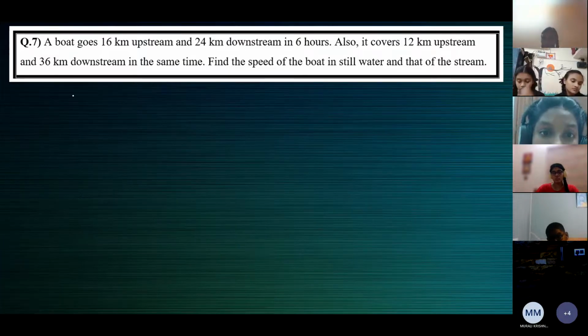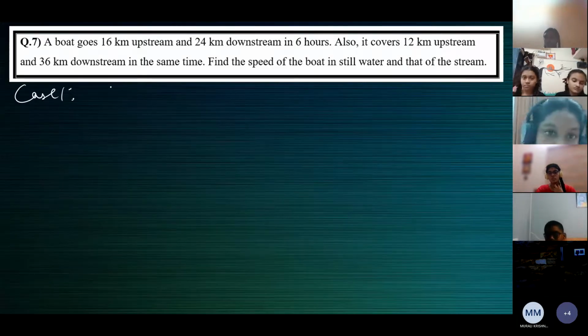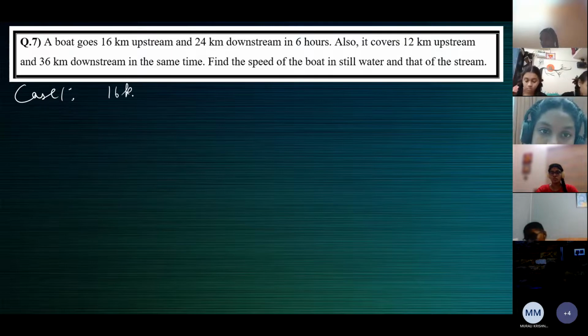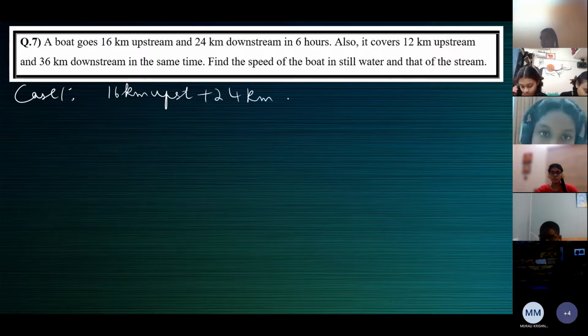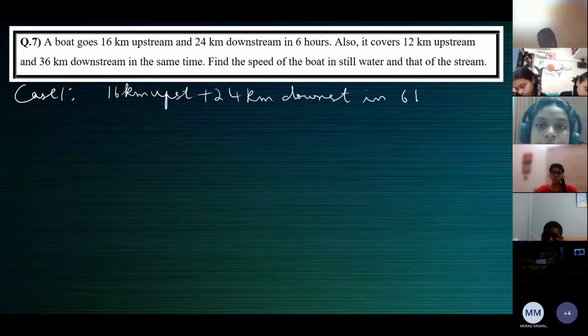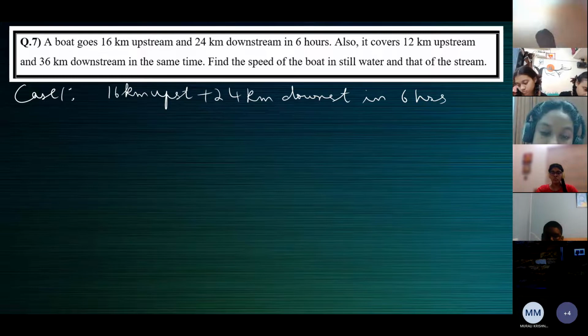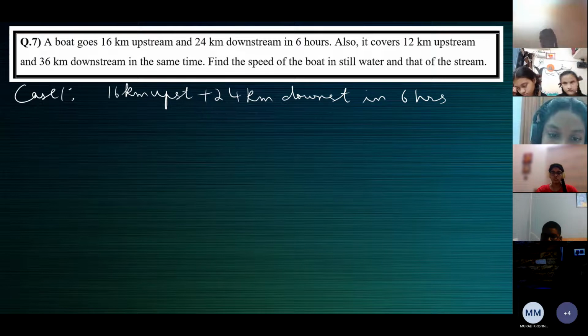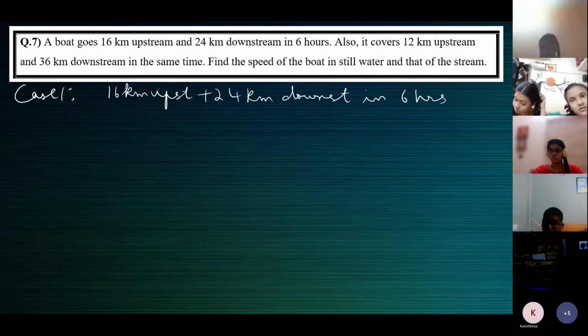Yes, I've done it. Now, what is given here? Case 1. What is given? 16 kilometers upstream plus 24 kilometers downstream in a total time of 6 hours. That means the boat has covered 16 kilometers upstream and 24 kilometers downstream in a total time of 6 hours.